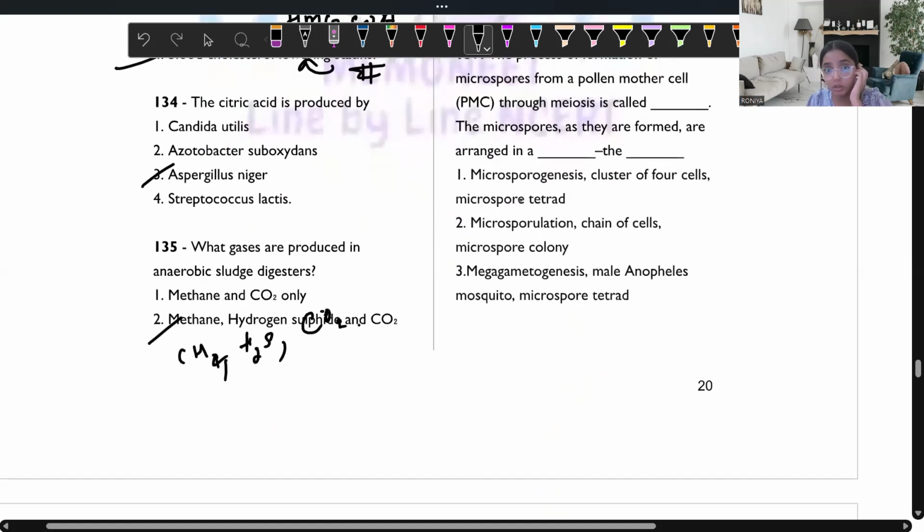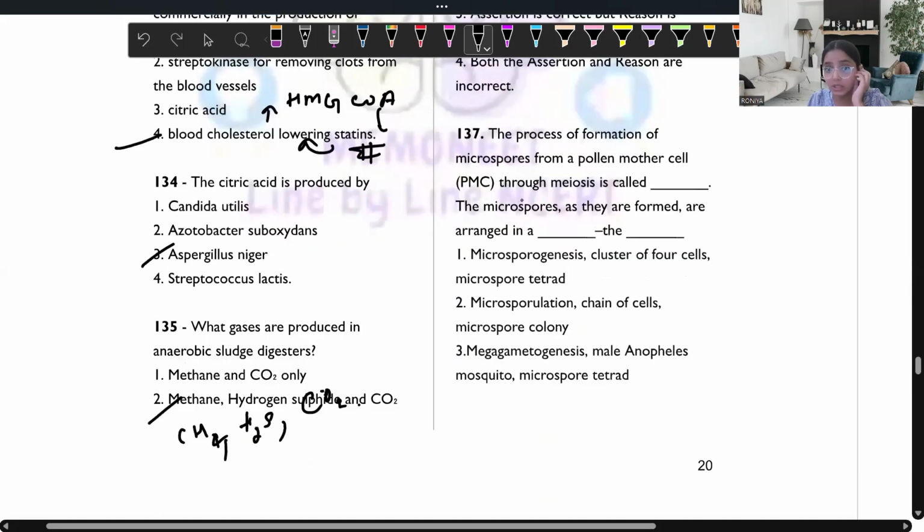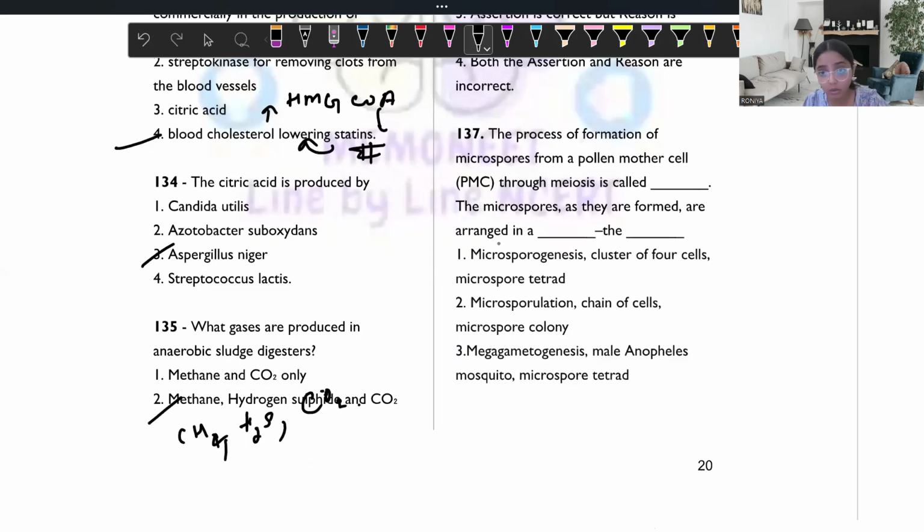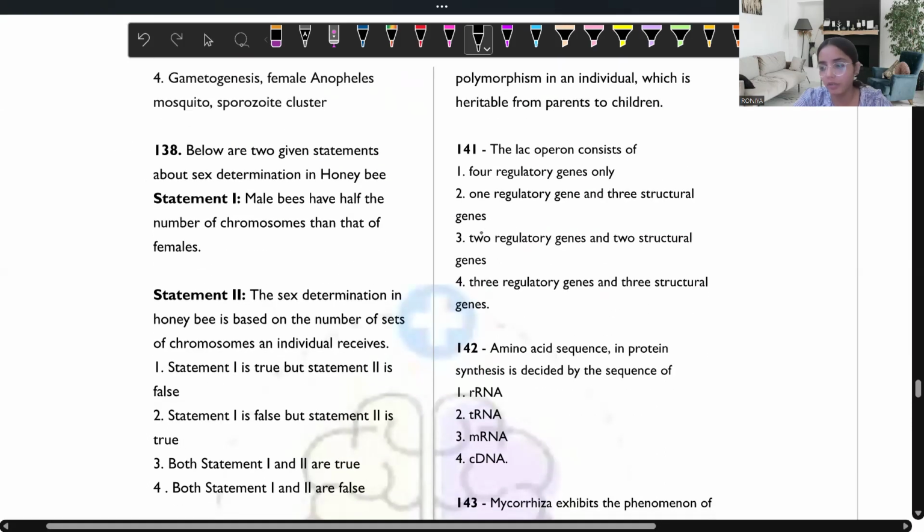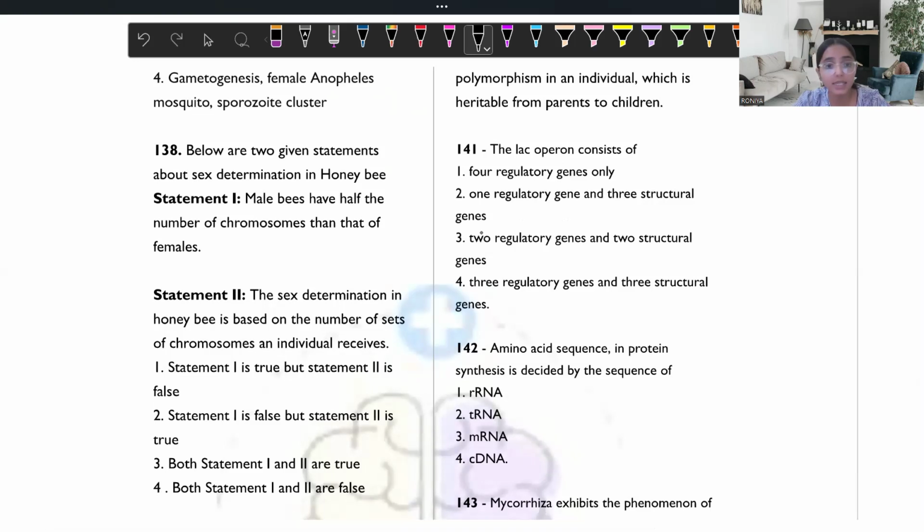The process of formation of microspores from pollen mother cell through meiosis is called microsporogenesis. The microspores as they are formed are arranged in a cluster of 4 cells, known as a microspore tetrad. Option number 1 is the correct answer to question 137. Okay, 138. What does it say? It says below are two given statements about sex determination in honeybee.